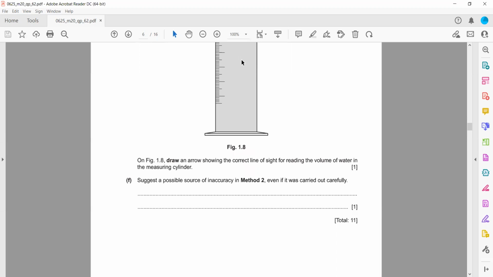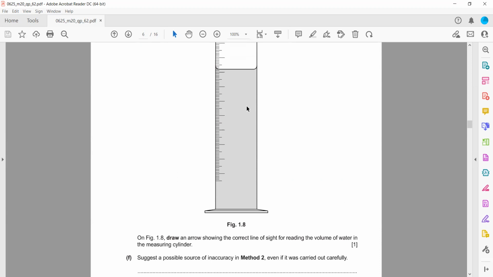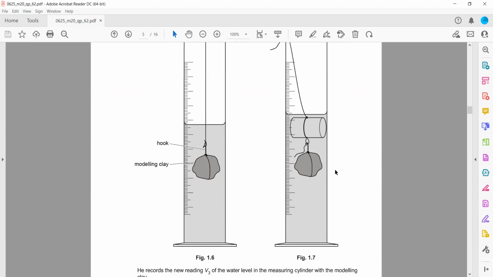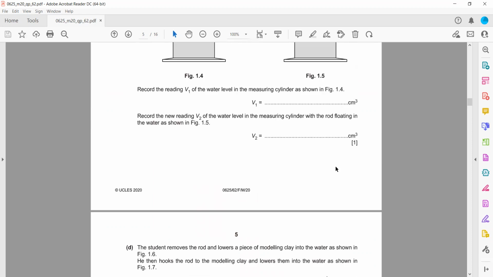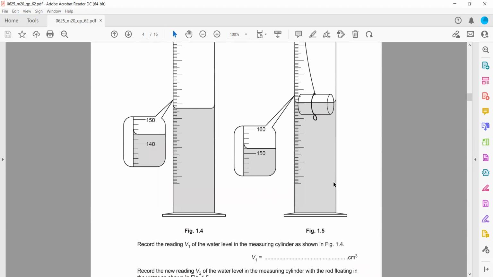The next one: suggest a possible source of inaccuracy in method 2, even if it was carried out carefully. Can you identify an inaccuracy in this method? So what might be an inaccuracy in this method? No, for water we always read the lower meniscus.